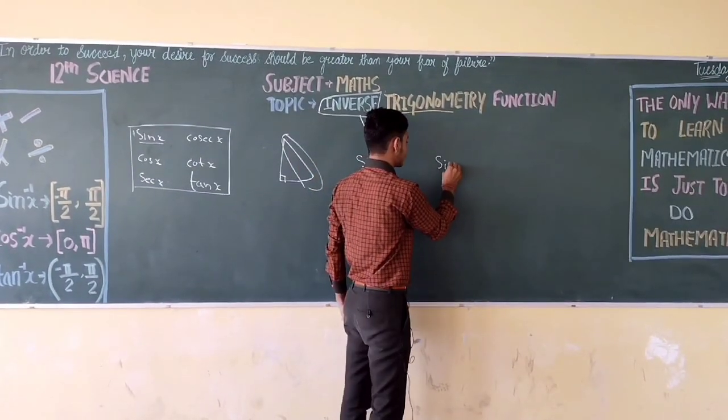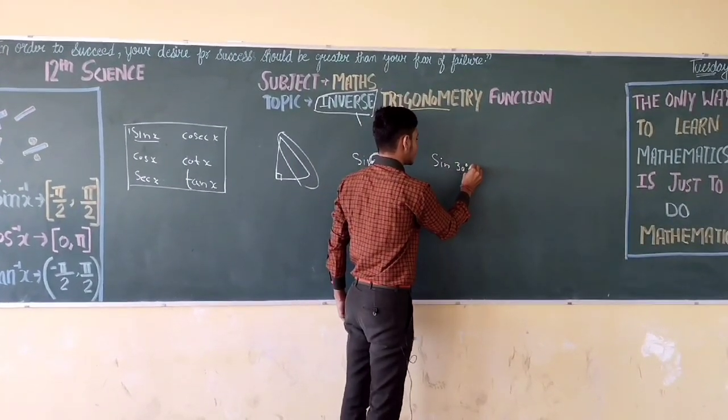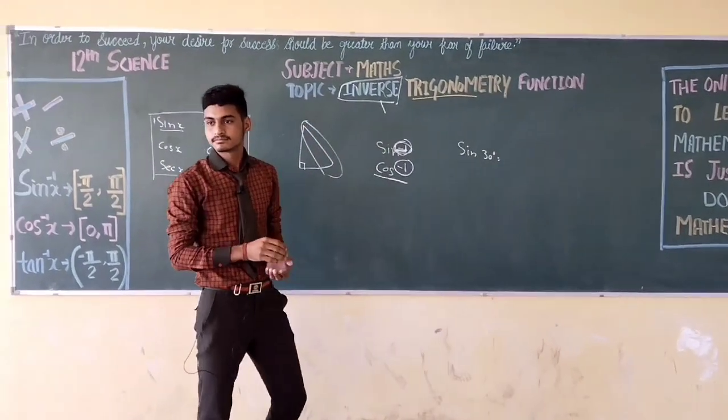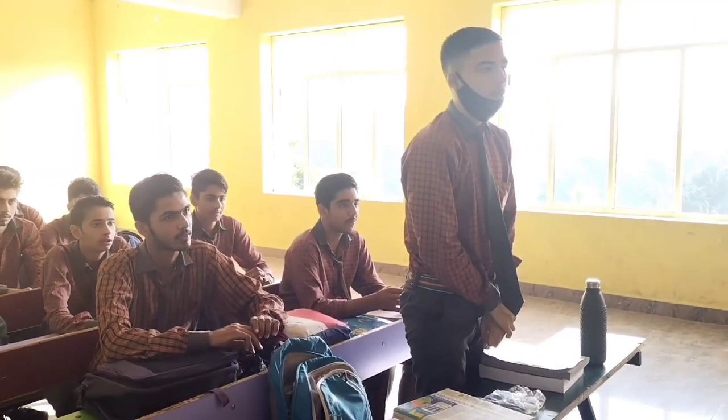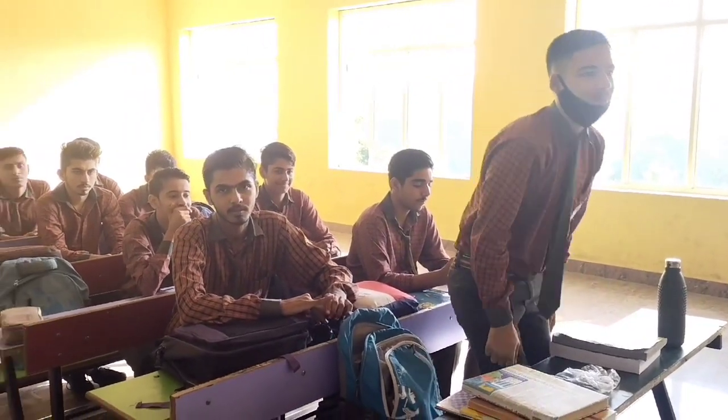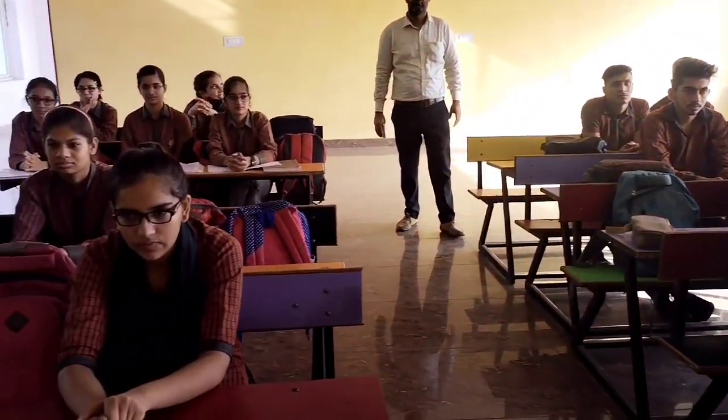We have sin 30 degree. Parveen, what is the value of sin 30 degree? 1 by 2. No, it is 1 by 2. So please sit down. The value of sin 30 is 1 by 2.